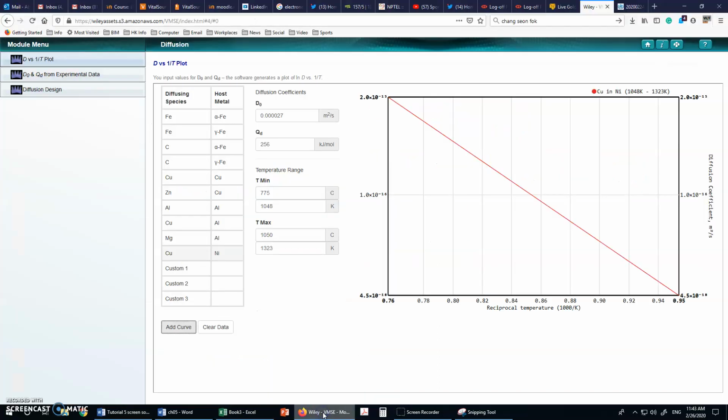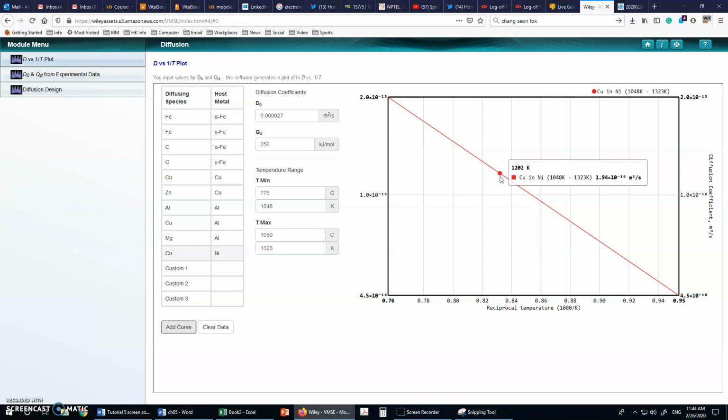So go back to the Wiley VMSE, and if you scroll around this curve, you will see this dot, and above this dot you will see the values in this box. The topmost value is showing you the temperature, and over here you will also see the value for the diffusion coefficient.